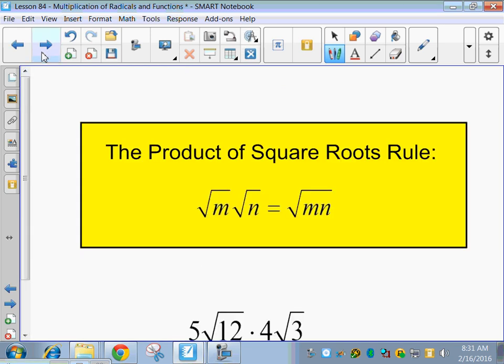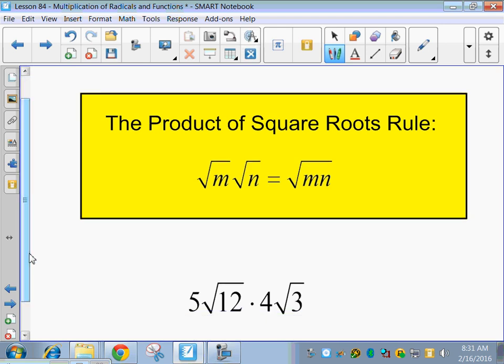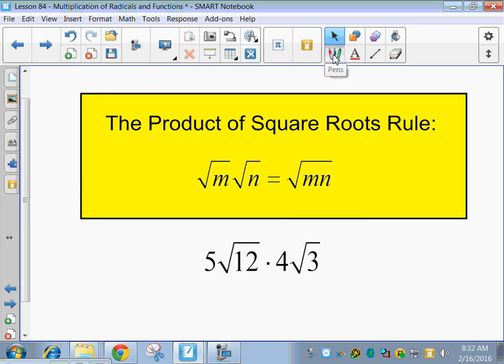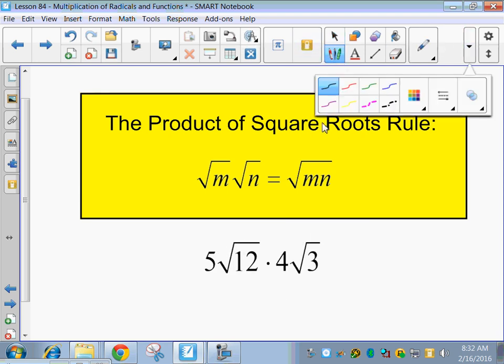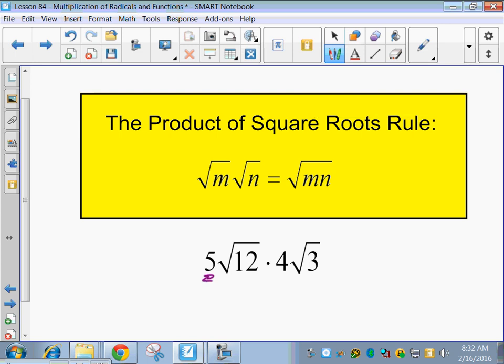Okay, and now we've got the product of square roots rule. So this is new. Anytime you multiply two radicals together, their insides multiply together, and their outsides multiply together. So let's say I have 5 root 12 times 4 root 3. Whenever we have two radicals and we're multiplying together, we multiply the outside numbers together. And so 5 times 4 gives me 20, and that stays on the outside.